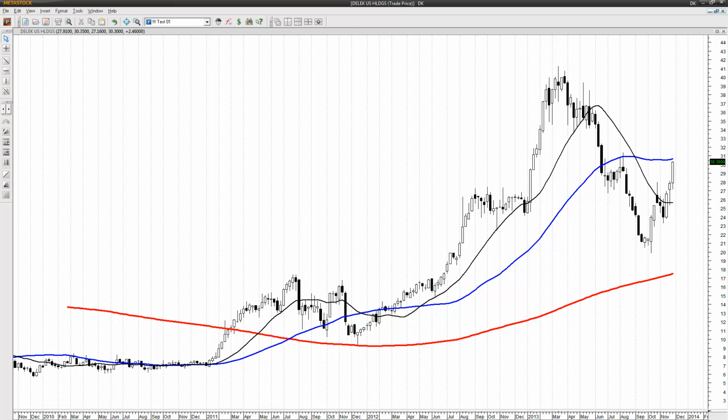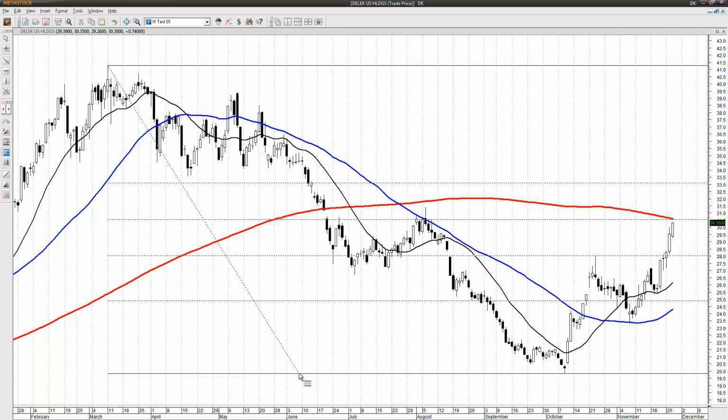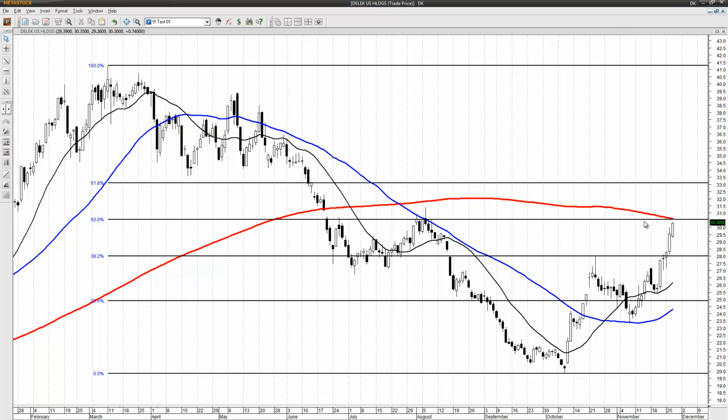And this one I'm gonna use the daily, because now I'm using an indicator, the 200 daily moving average. I'm actually also putting in a Fibonacci retracement. I can see the 50% retracement, the halfway retracement, is exactly at the same level as the 200 moving average. So that's where I put in my short sell limit order.